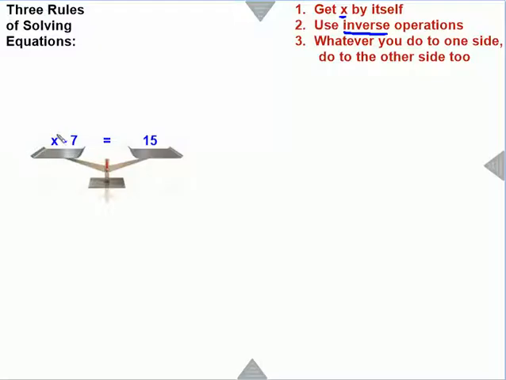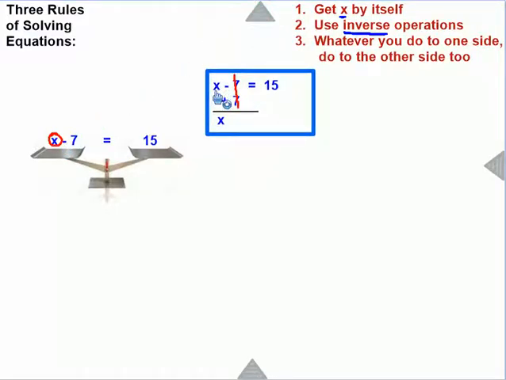So naturally we have to get x all by himself. And to do that, what can we do? Well, currently we're subtracting 7. So what we want to do is use the inverse operation. We want to add 7 to it. Once we add 7, then x will be all by himself.